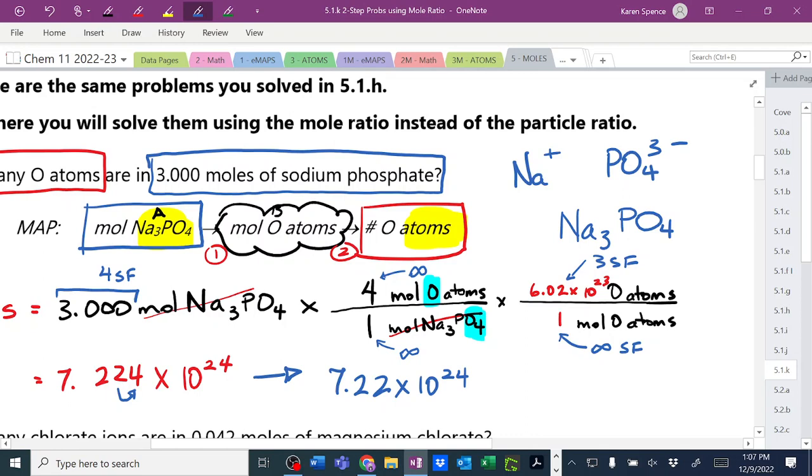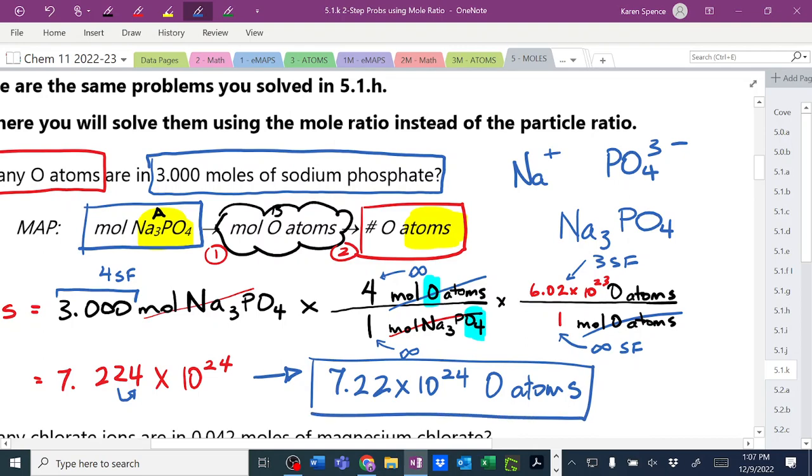Am I done? No, what do I have to do? I have to cancel out the mole atoms, and what am I left with? O atoms. And if you are kind to your teacher, what will you do? Box it. Okay?